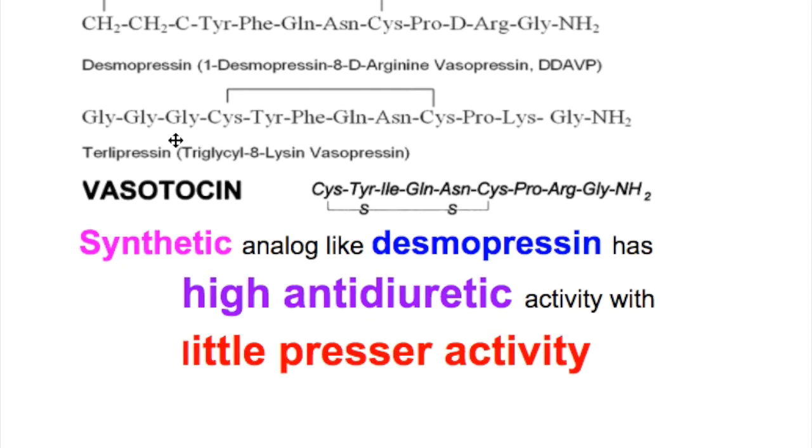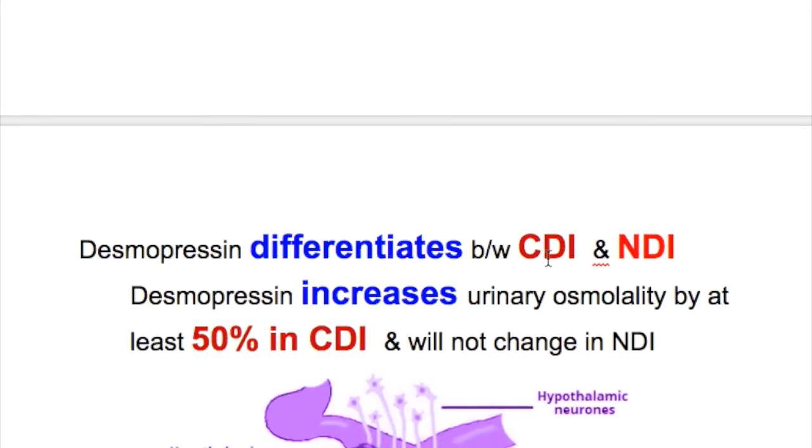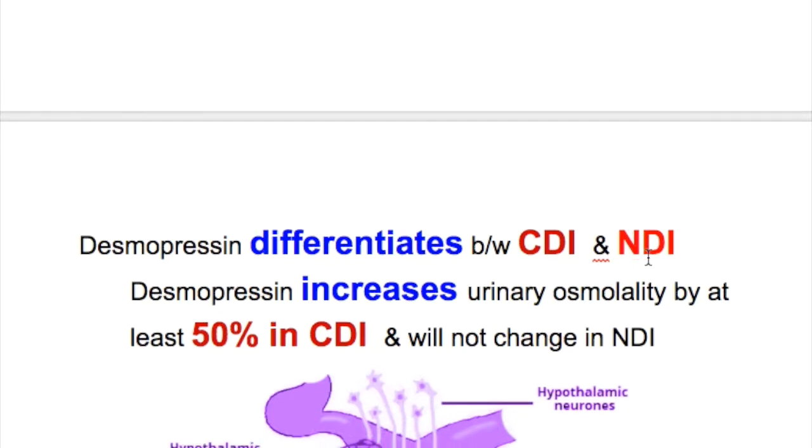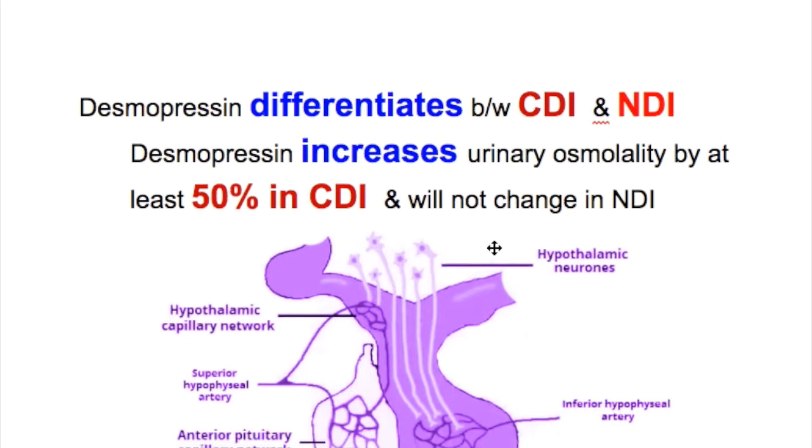So what's the difference between the synthetic analog of vasopressin and ADH? The synthetic analog has a structure similar to vasopressin with a disulfide linkage. Desmopressin, the synthetic analog, has high antidiuretic activity with little pressor activity. Desmopressin differentiates between central and nephrogenic diabetes insipidus. It increases urinary osmolality by at least 50% in central diabetes insipidus but not in nephrogenic diabetes insipidus.